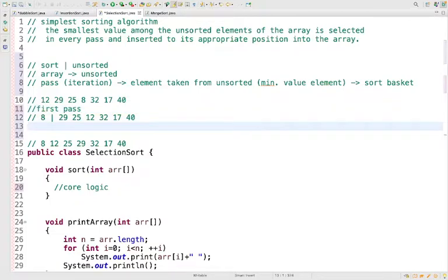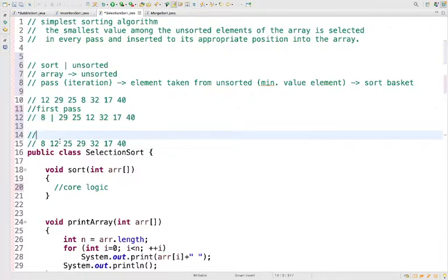This is the first iteration of the logic. In the second iteration, again we have to find the smallest element value from this unsorted array, and then take that and put it in the basket of the sorted array. So here we found that 12 is the smallest one, so we will swap that 12 with 29, because this is unsorted and we have to start with the unsorted part, find the minimum element and swap the places.